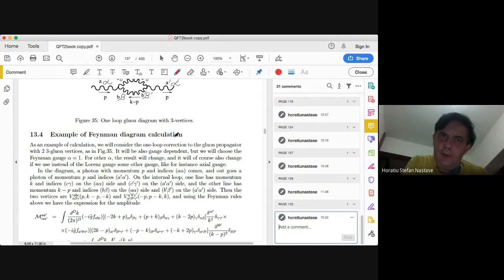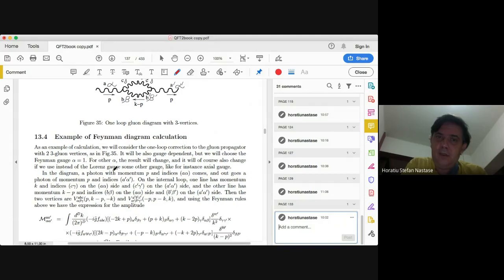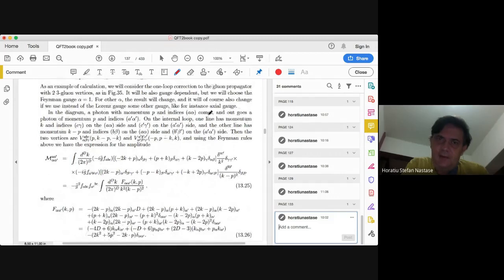Given what I just told you, this Feynman diagram will be gauge dependent. Moreover, it will also depend on alpha. Alpha, remember, is the coefficient of the gauge fixing term. I will put the Feynman gauge, alpha equal to 1. If I would use some other alpha, the result would be different. But also, if I would use some other gauge fixing type of term, some other gauge, the result would also be different. Like in the axial gauge, for instance.